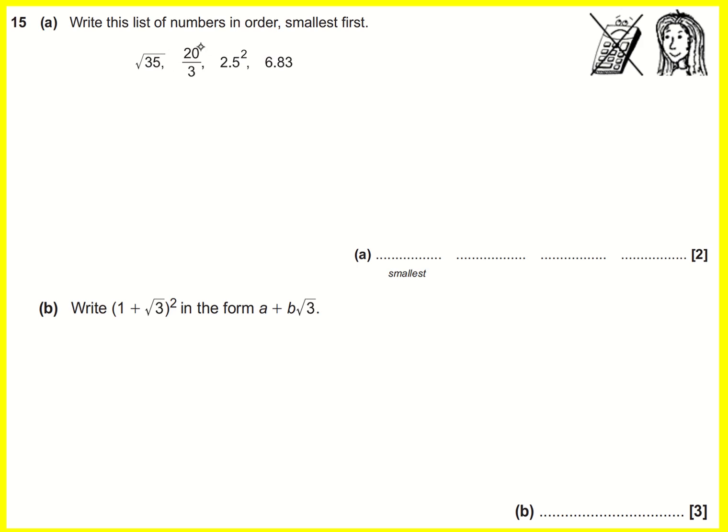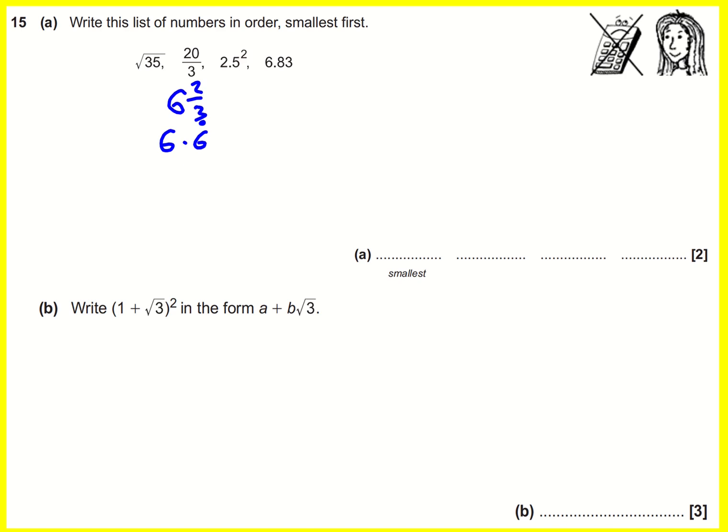So, 20 over 3, we can write that as a mixed number. 3's into 20 goes 6, remainder 2, so it's 6 and 2/3, which is actually 6.6 recurrent. So I've got a really good one there. I've got it as a decimal.